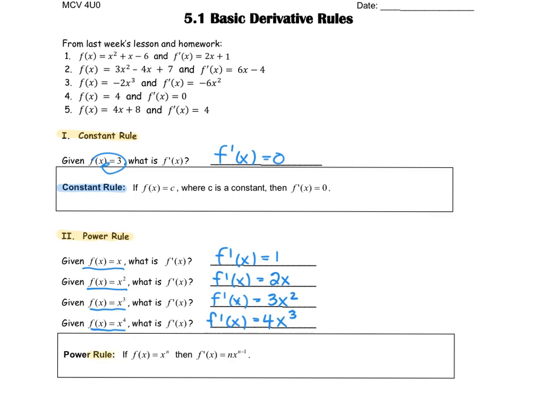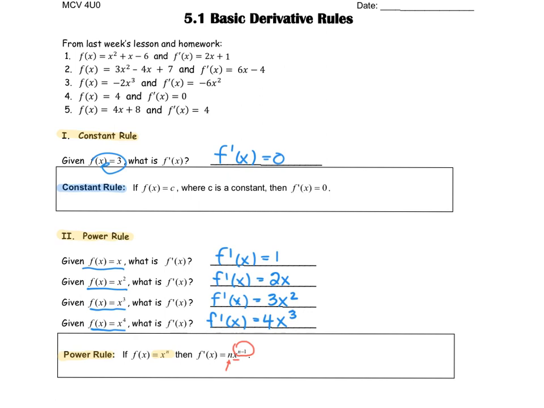Okay, so this is what's known as the power rule. We have a general power of x to the n. What happens? Okay, we bring down the power, then we have an x, and we subtract 1 in the exponent. So that's your basic power rule. That's the most important one. That's the one you're going to use all the time.